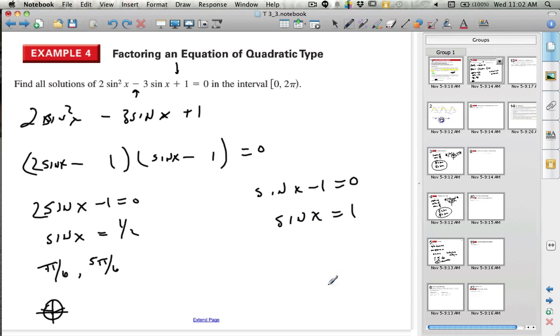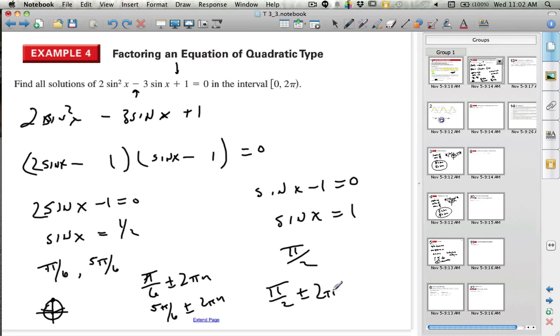And where is sine 1? Well, it's 1 up here at 90 degrees, which is pi over 4. I'm sorry, pi over 2. So over here we have pi over 2. So if we want to account for all of these solutions, it would be pi over 6 plus or minus 2 pi n, 5 pi over 6 plus or minus 2 pi n, and pi over 2 plus or minus 2 pi n.